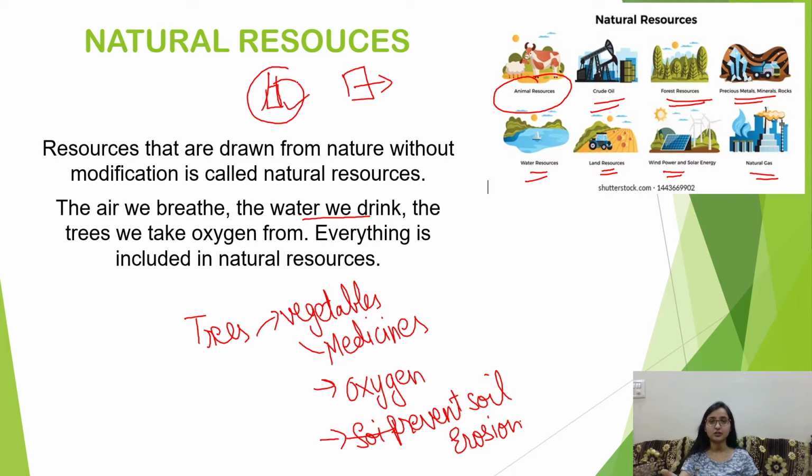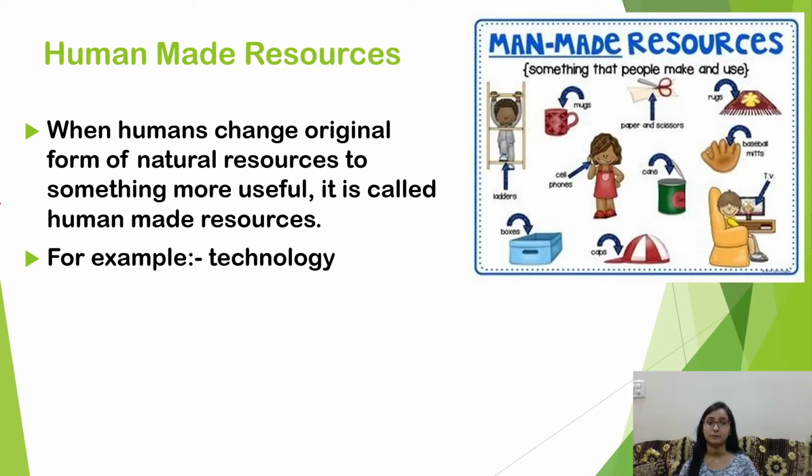But here I'm just trying to tell you that a natural resource is anything that we extract from nature and use without modification, like the water we drink and the trees that help us take in oxygen. Next we will study human made resources. Like I have given you the example, there is a tree and we cut the bark of the tree and make paper from it.